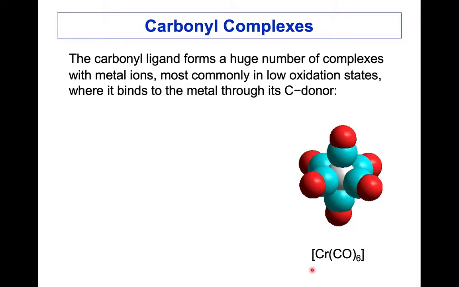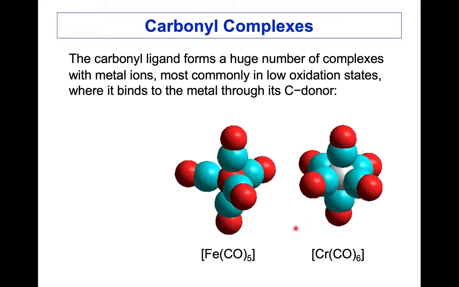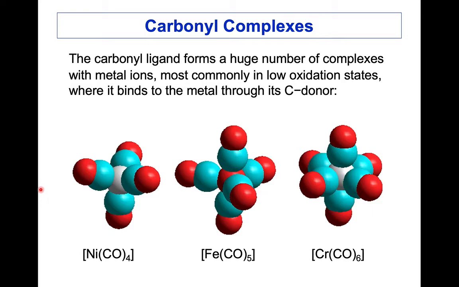Here's a simple complex, chromium hexacarbonyl. We have a chromium 0 center there in the middle, and we have 6 carbonyls around it in an octahedral arrangement. Or iron 0 here with 5 carbonyls attached. The center right there in the middle is iron, and then we have 5 carbonyls. This is a perfect trigonal bipyramid. And then finally, nickel here. We have a nickel 0 center with 4 COs around it in a perfect tetrahedral arrangement.